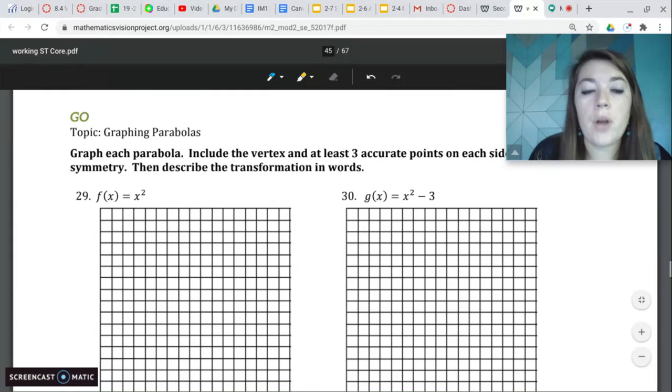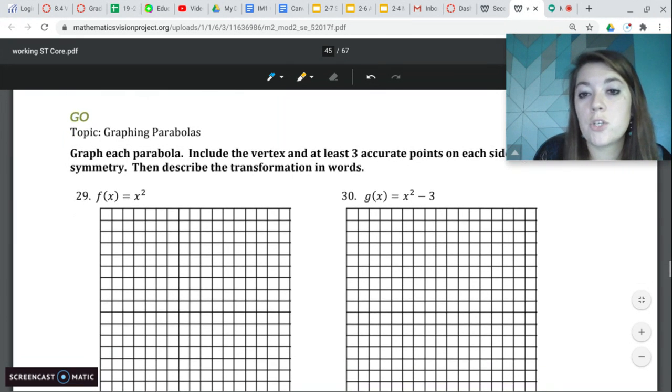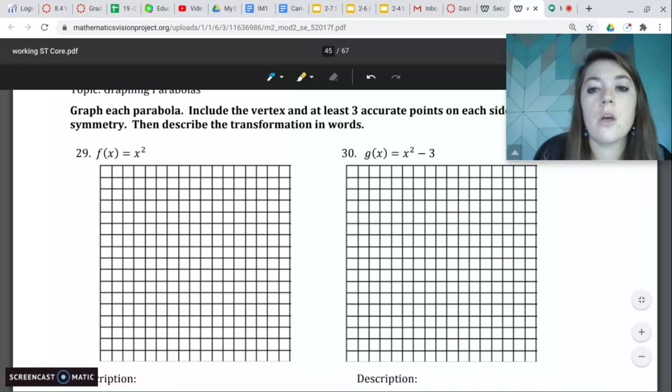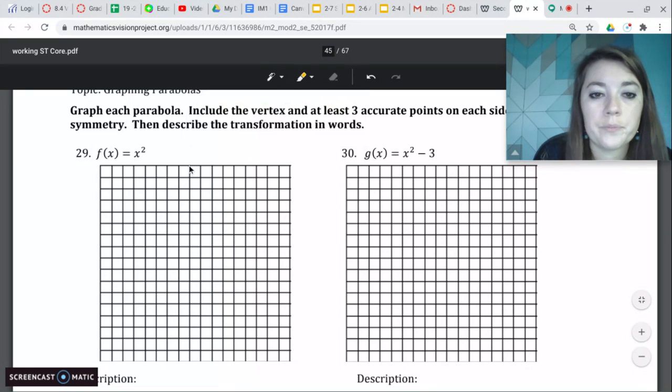All right, what we're looking at next is graphing parabolas. So graph each parabola, include the vertex and at least 3 accurate points on each side of the axis of symmetry, then describe the transformation in words. So I'm going to draw the parent function for you and then explain how the different transformations work, but not do any of them because I want to see you do the transformations.